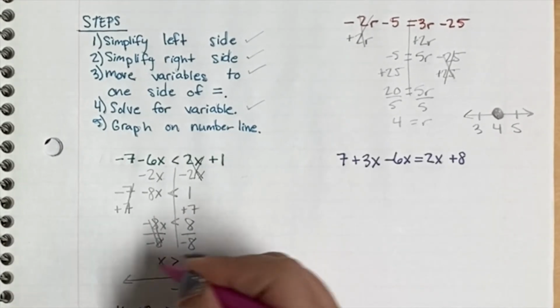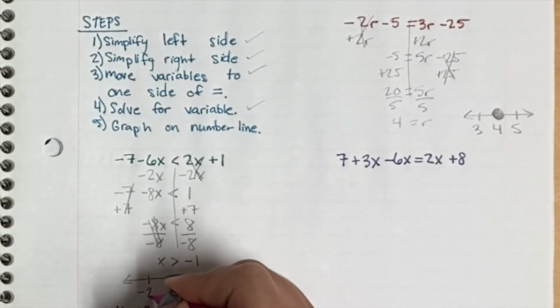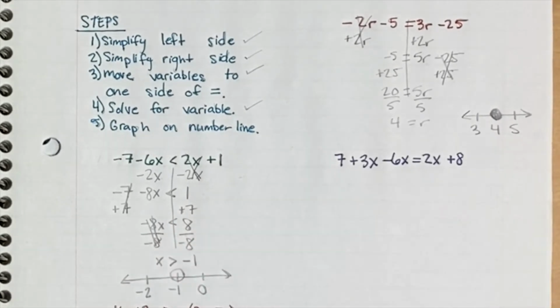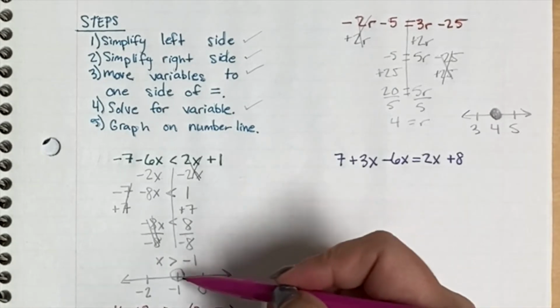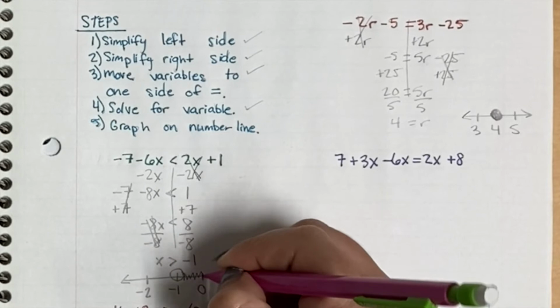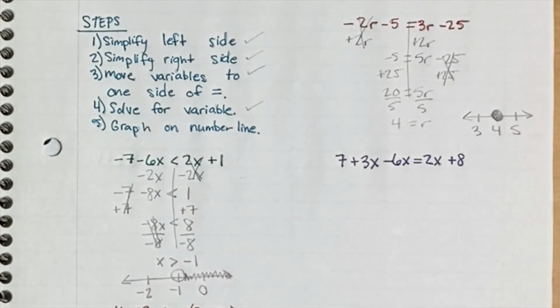Put -1 in the middle, 1 less on the left, 1 more on the right. Open circle on -1. It's not equal to, so I'm not going to fill it in. And it says x is greater than, so I'm going to shade in the direction of the bigger number.